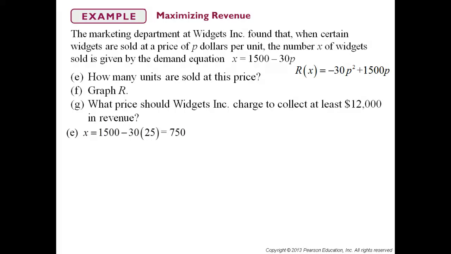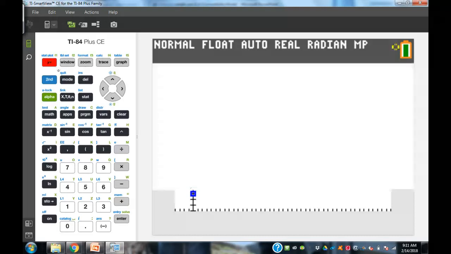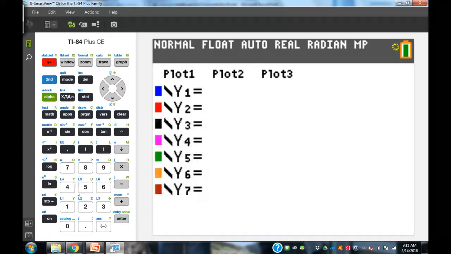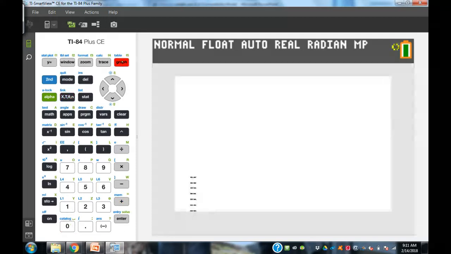It asks us to graph that equation. What do you do? Graph it with what? Calculator. Absolutely. So let's graph it with our calculator. I've got a stat plot on, let me turn that off. Okay, so negative 30 and instead of P, use X squared plus 1500 X. All right, I'm going to hit graph.